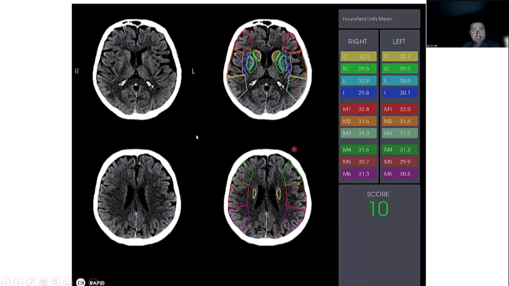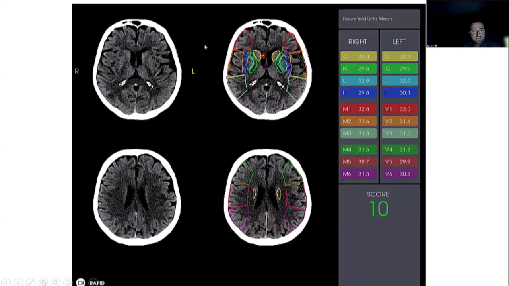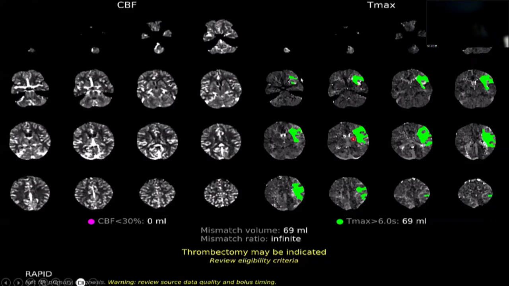Another patient presenting with right hemiparesis. Again, ASPECTS is 10. This one I do agree with it. It's very rare that RAPID actually gives you an ASPECTS of 10. And again, we have an area of at-risk tissue in the left frontal lobe, MCA territory. No areas of definite established infarct. We have a mismatch volume of 69 cc's and a mismatch ratio of infinite again. So this is an ideal candidate.